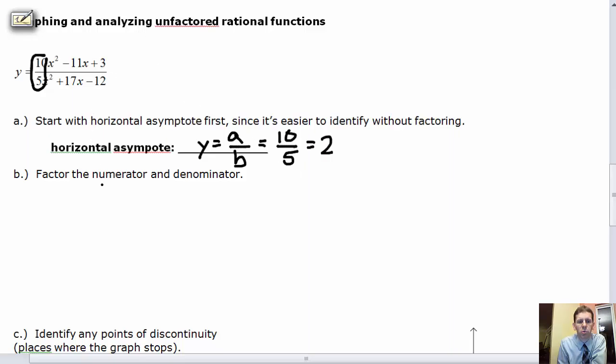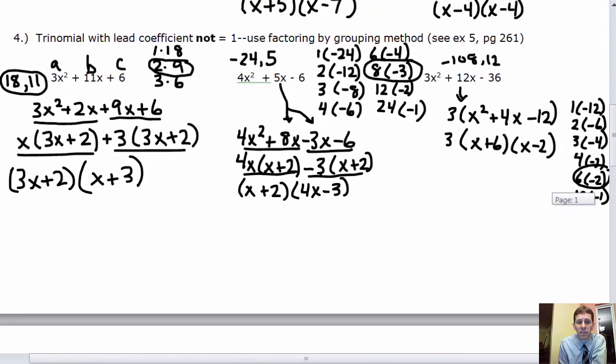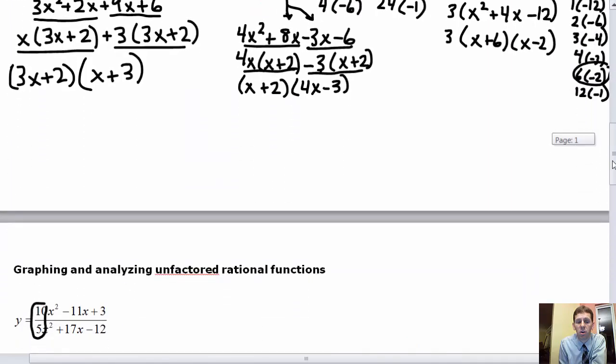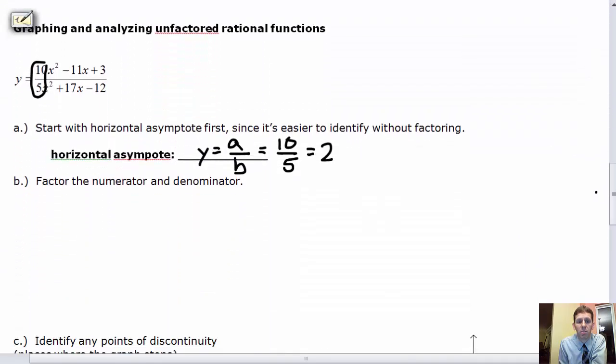The next thing we're going to need to do is factor the numerator and denominator. You'll notice that the lead coefficients of these trinomials are 10 and 5, and it's not 1. So we're going to use the same rules for factoring that we used in the last set of 3 problems right here. What I'd like you to do is pause the video, factor the numerator and denominator, and we'll see what you get in just a minute.